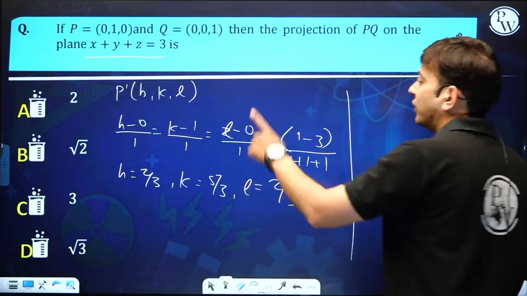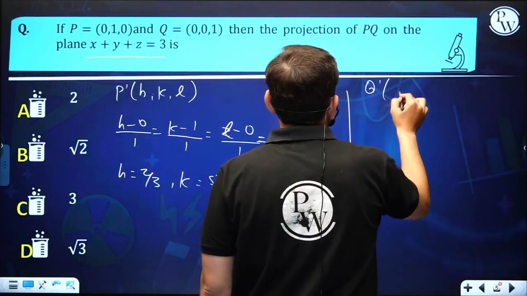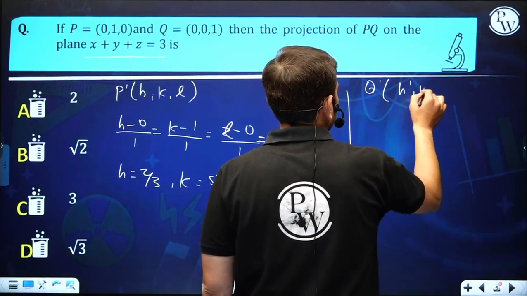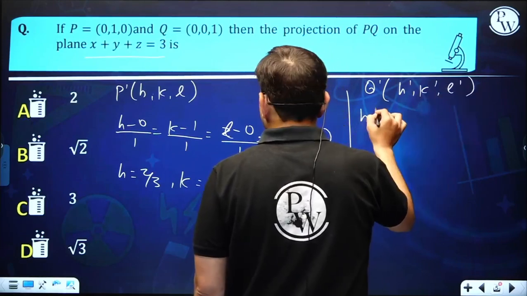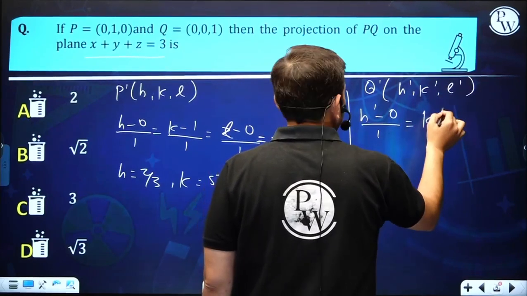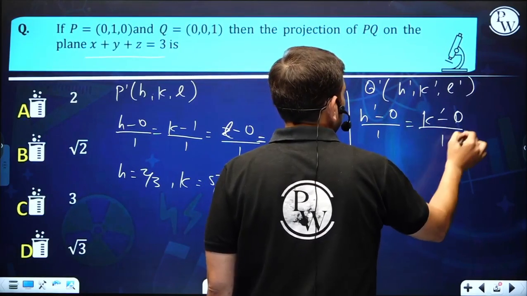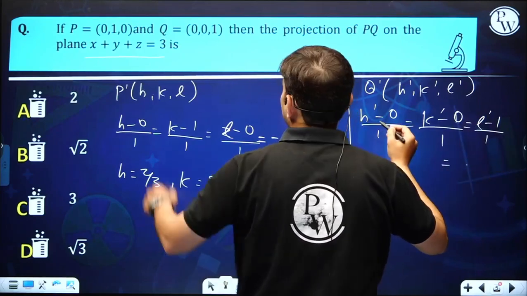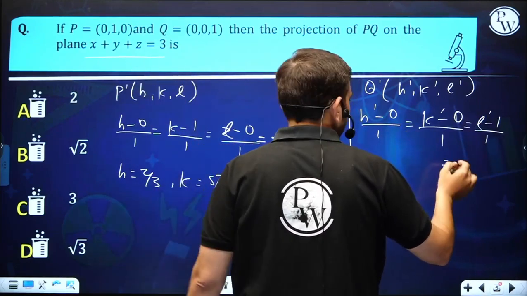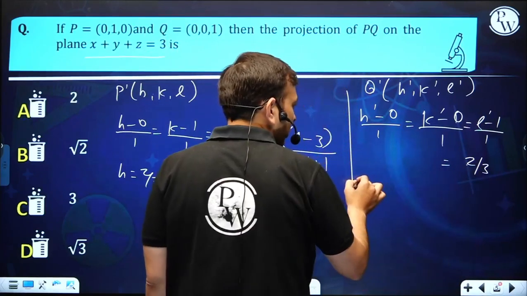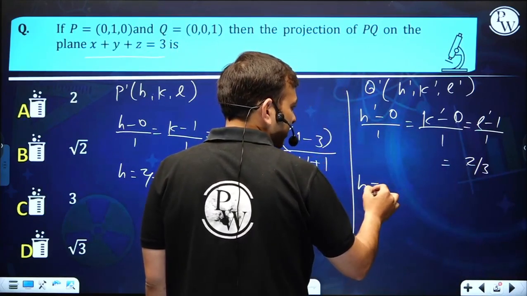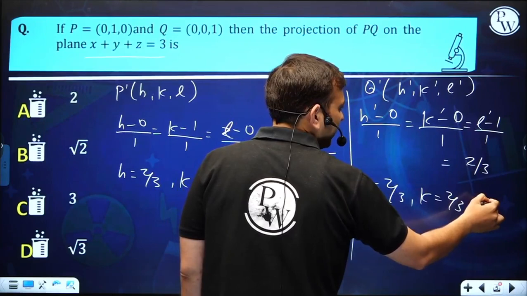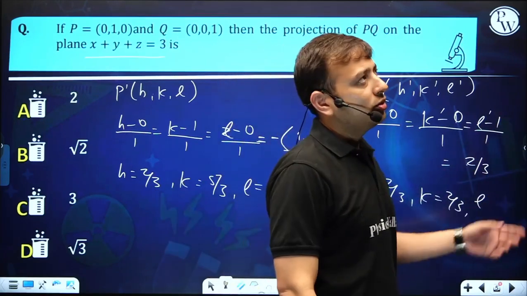Now for the point 0, 0, 1, let its foot be Q dash, with coordinates H dash, K dash and L dash. So H dash minus 0 by 1, K dash minus 0 by 1 and L dash minus 1 by 1 is equal to the same thing, putting this point in the plane: 1 minus 3 is minus 2, so 2 by 3. So H will be 2 by 3, K will be 2 by 3 and L will be 2 by 3 plus 1, so 5 by 3.